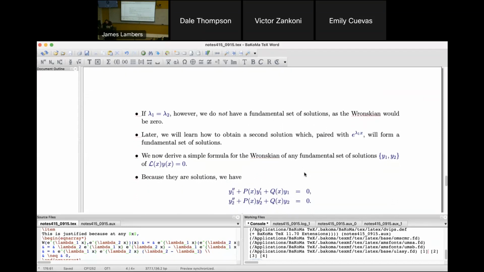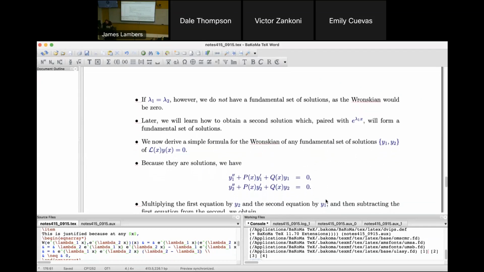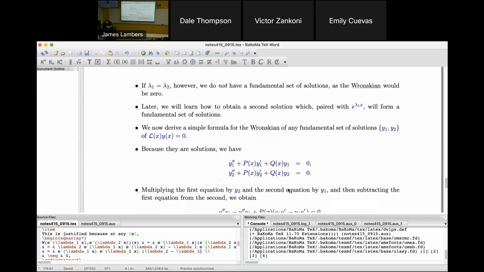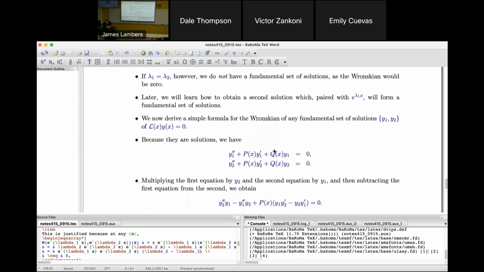It turns out that there is a formula for the Wronskian of any fundamental set of solutions of this equation, even if y1 and y2 themselves are unknown. So let's suppose you have two solutions. So you have these equations from them. And then what I do is I multiply the first equation by y2 and the second equation by y1 and subtract them. Well, the terms involving q are going to cancel. And this is what's left.